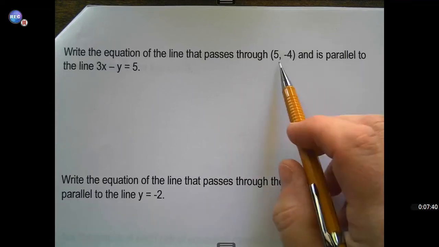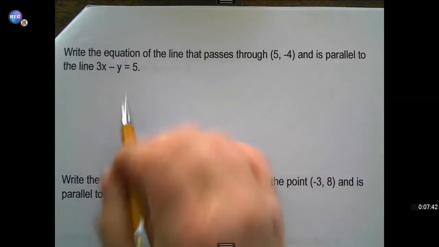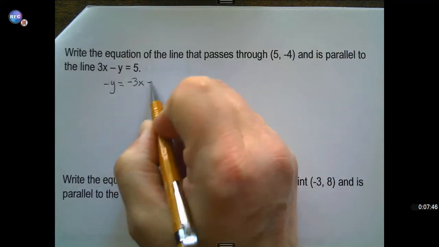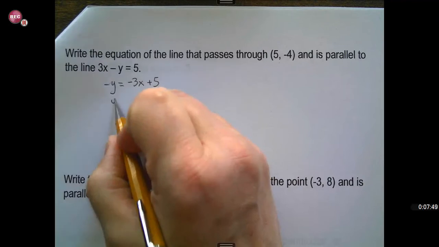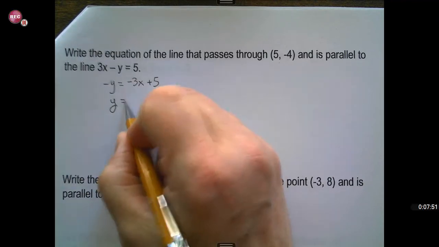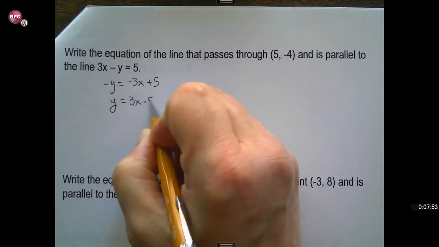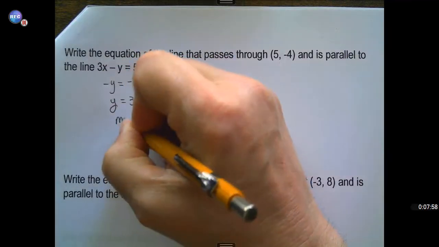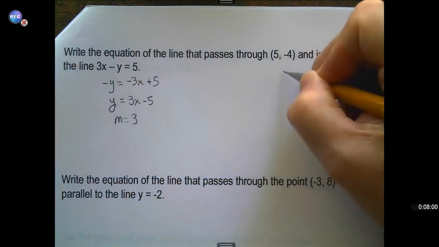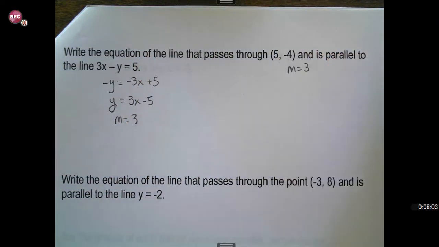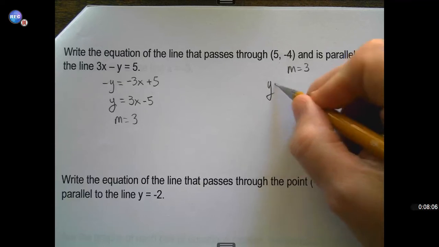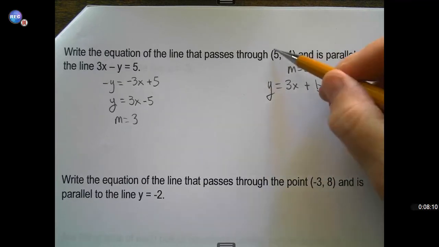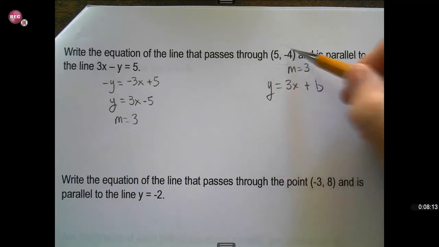They've said, well, it goes through this point, but it's parallel to this line. So I need to find the slope of this line. And I do that by transforming it from standard form to slope-intercept form. Okay? And so the slope of this line is 3, which means the slope of the line I'm trying to find is 3. So I have y equals 3x plus b, and then I plug in this point that they gave me to find b.